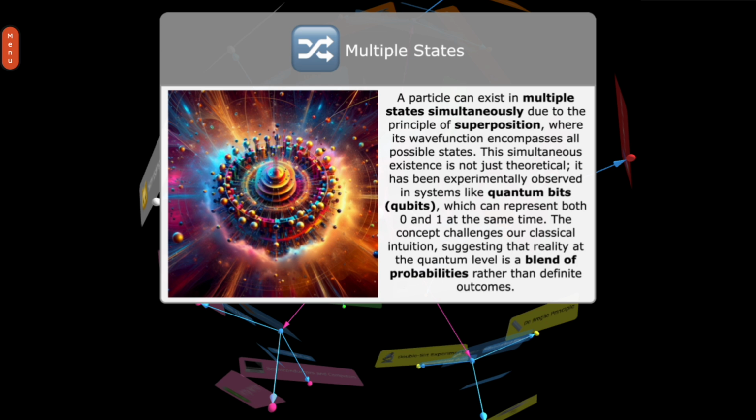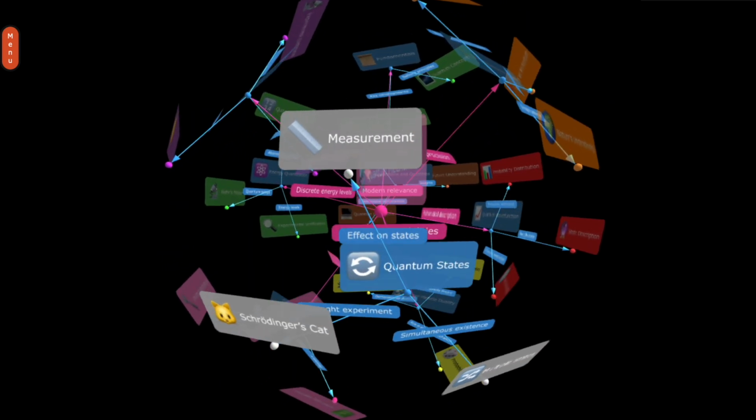A particle can exist in multiple states simultaneously due to the principle of superposition, where its wave function encompasses all possible states. This simultaneous existence is not just theoretical. It has been experimentally observed in systems like quantum bits, qubits, which can represent both 0 and 1 at the same time. The concept challenges our classical intuition, suggesting that reality at the quantum level is a blend of probabilities rather than definite outcomes.